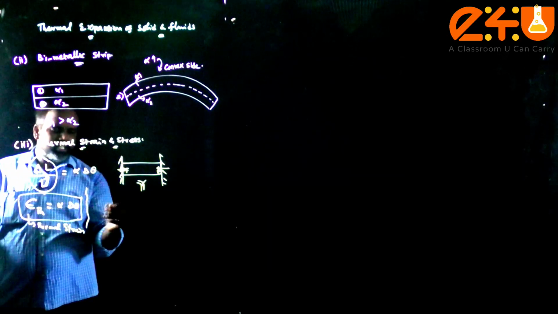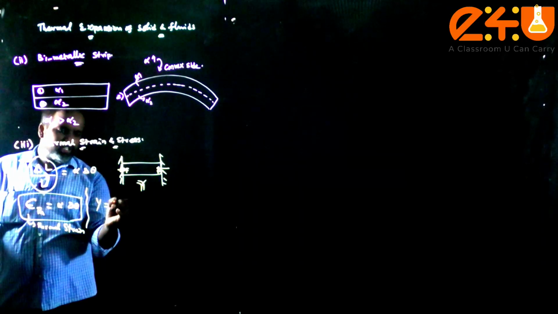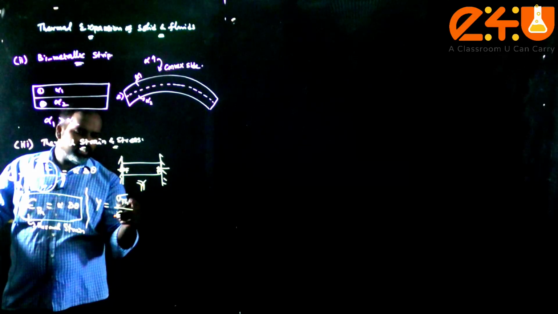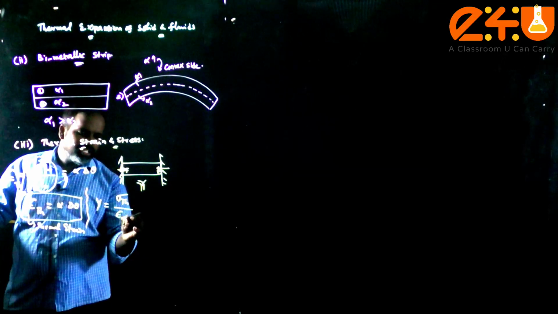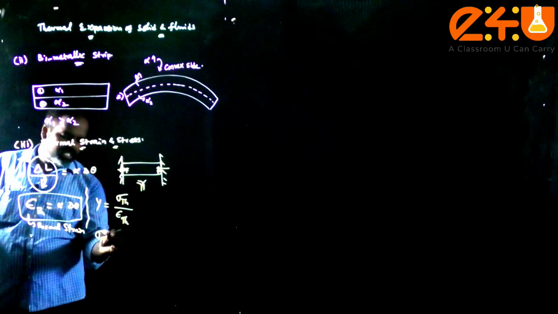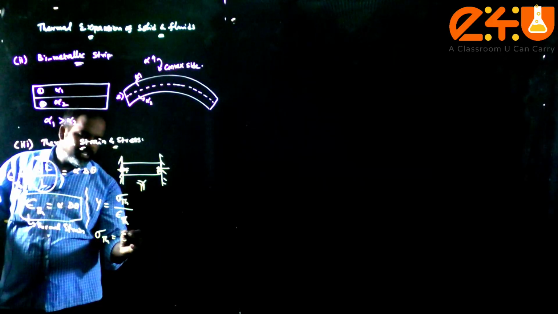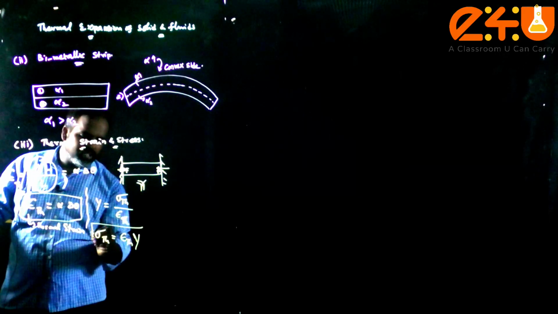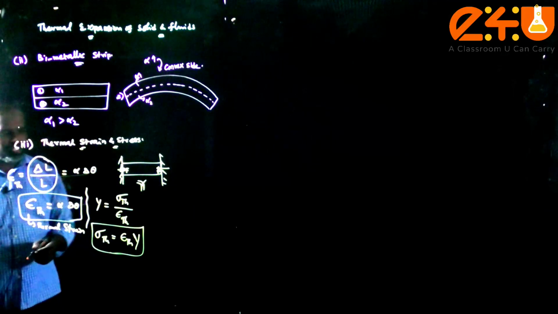Next one is thermal stress. We know that Young's modulus Y is equal to stress by strain, that is sigma thermal divided by strain. So from this I can say that sigma thermal is equal to thermal strain into Young's modulus. This is another expression.